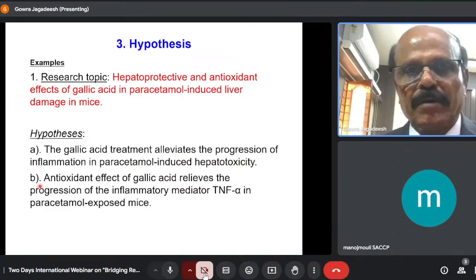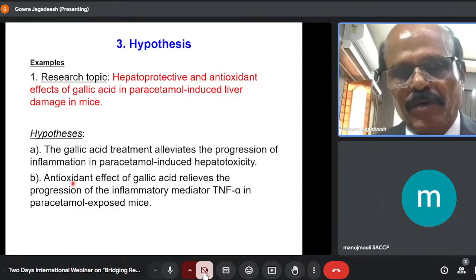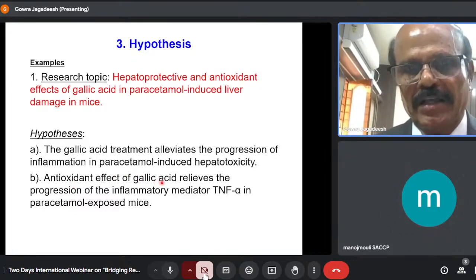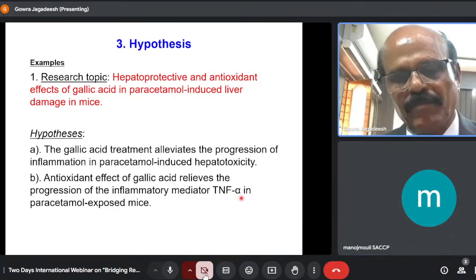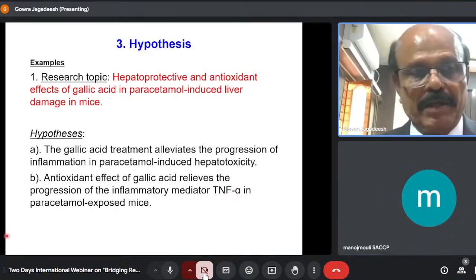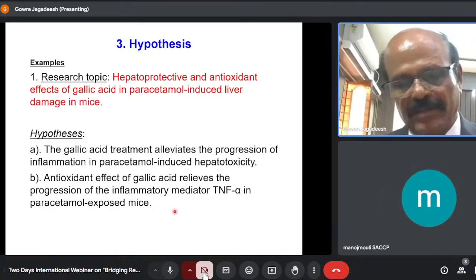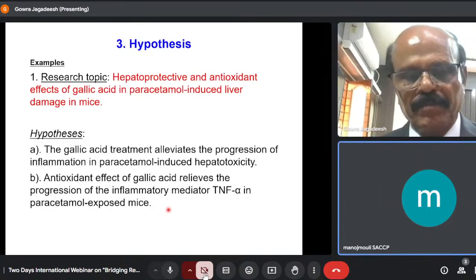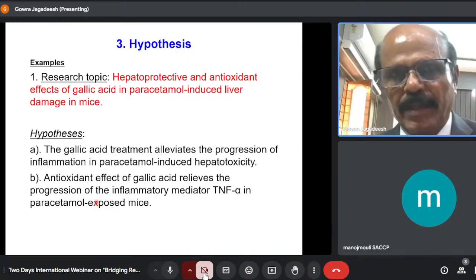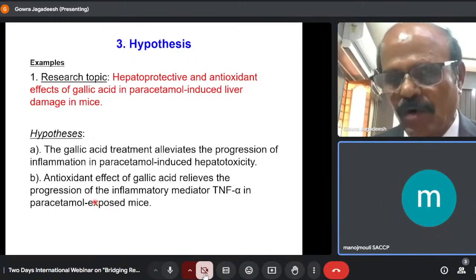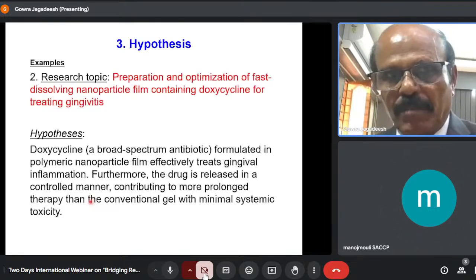Or you can also write, based upon the antioxidant mechanisms: the antioxidant effect of gallic acid relieves the progression of the inflammatory mediator TNF alpha, which is a cytokine, in paracetamol-exposed mice. Very clear? A and B. So one of the things you can write is A, or you can also refine it a little bit more, or write a better hypothesis. Don't miss writing this research question and hypothesis.